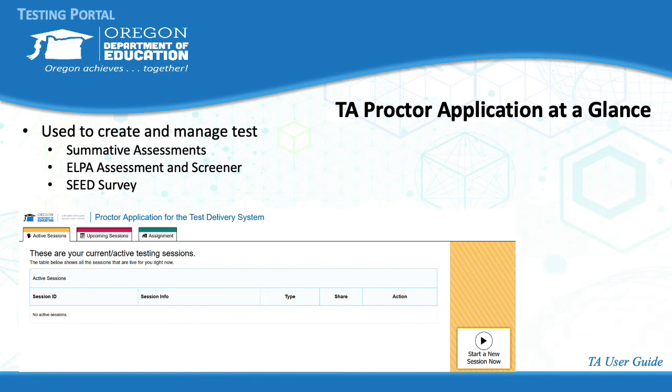The green Assignment tab at the top of the page is an available remote option for administering the SEED survey. For more information specific to administering the SEED survey using the assignment option, please refer to the SEED Survey Training Module 9.